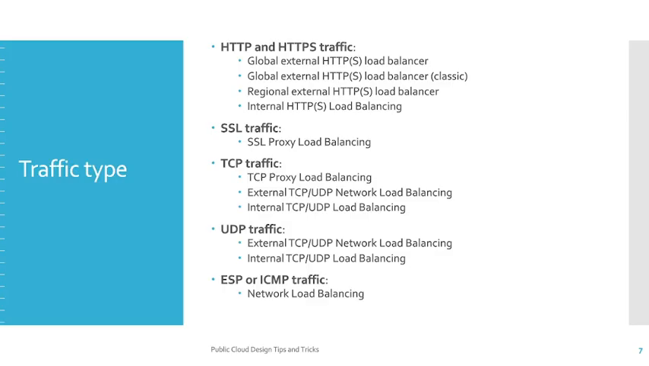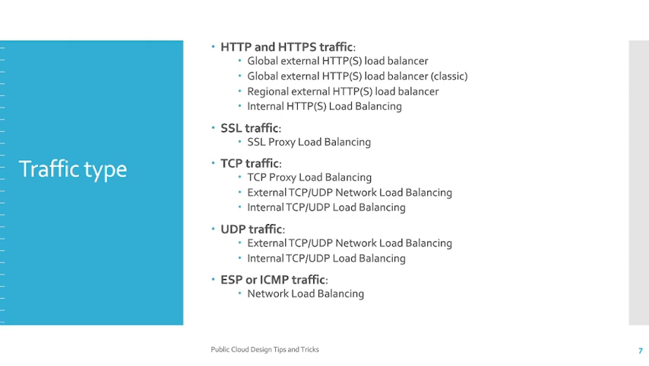Let's try to segregate them based on their protocol. If it is HTTP and HTTPS traffic, then you can use the global external HTTPS load balancer, global external HTTPS classic load balancer, regional external HTTPS load balancer and internal HTTPS load balancer. As we understood the keywords, global means across regions, external means public IP, and internal means internal to your private network. So this is how you can distinguish the HTTPS load balancers.